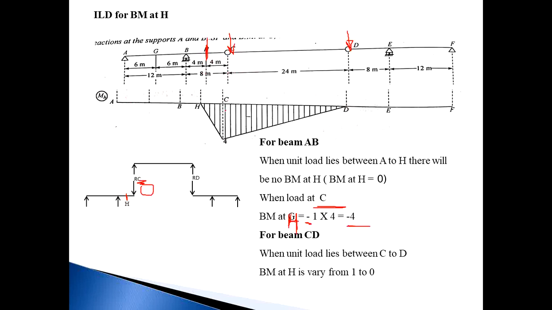So draw this ILD diagram by using these coordinates. When the load lies between A to H, there is no bending moment at H. When the load lies at point C, there is a -4. And when the load lies at point D, there is a 0. And when it crosses point D, it becomes 0 once again. And the minus sign indicates a negative bending moment. So you should plot your coordinate below the bottom line.